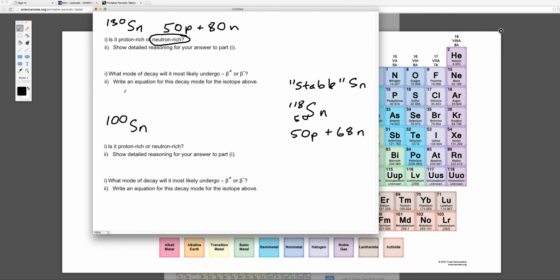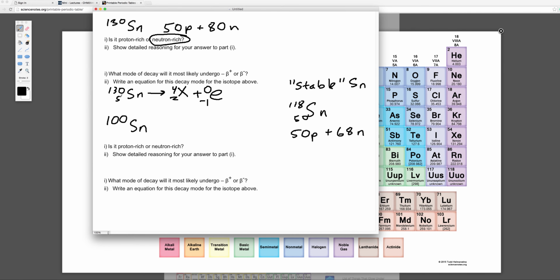Now, the way that we do the equation here is we know that if it's beta minus decay, it's electron decay, which means that we're losing an electron. Electrons have this kind of makeup as an isotope. It's zero mass and has a -1 charge.